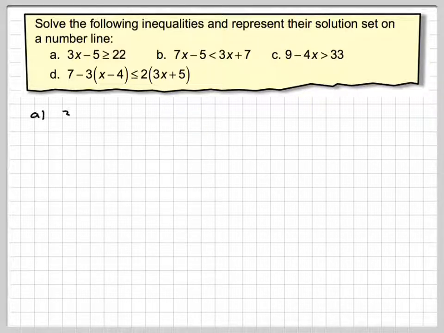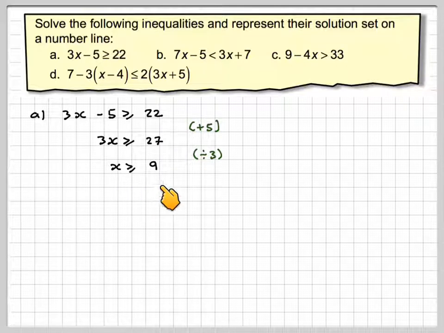Let's look at each of these separately. Now this is very similar to actually solving linear equations, but we have to remember one thing which will come up in one of the examples. Obviously the first thing you would do is add 5 to both sides, so it would give 3x on that side, and then 22 plus 5 gives 27, so you get 3x is greater or equal to 27.